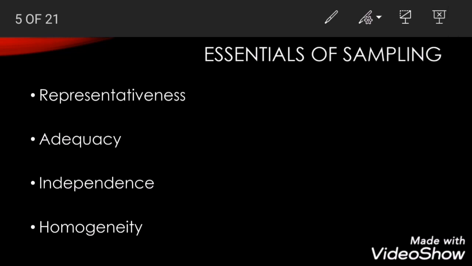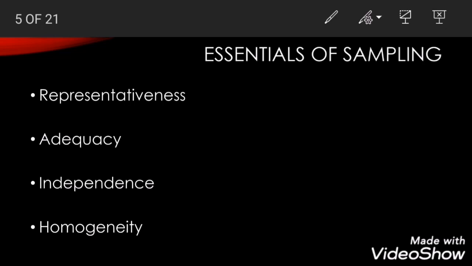A sample should possess the following essentials: representativeness. A sample should be so selected that it truly represents the universe, otherwise the results obtained may be misleading. To ensure representativeness, the random method of selection should be used. Adequacy. The size of the sample should be adequate, otherwise it may not represent the characteristics of the universe. Independence. All items of the sample should be selected independently of one another, and all items of the universe should have the same chance of being selected in the sample.